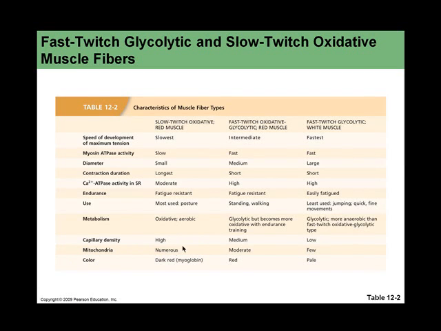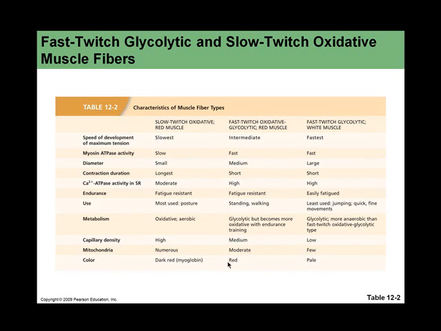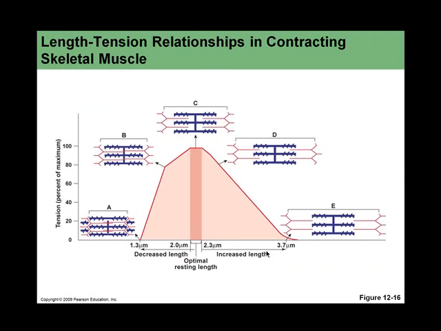The mitochondria are numerous in the slow twitch, and then moderate, and then few. So again, these all relate to the rapid fatigue. And then the color, of course, you have a dark red with the myoglobin, the red, and then a pale coloration.